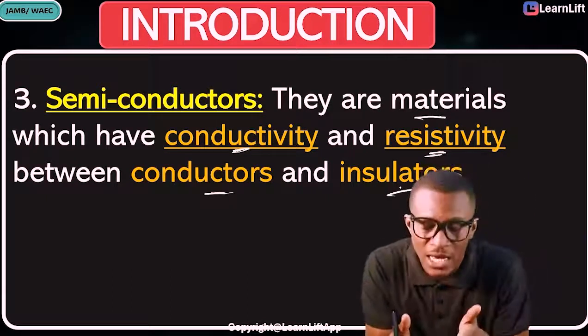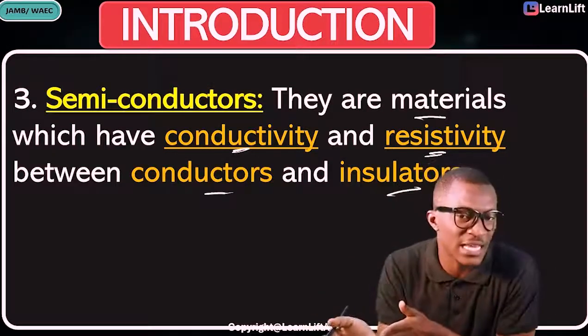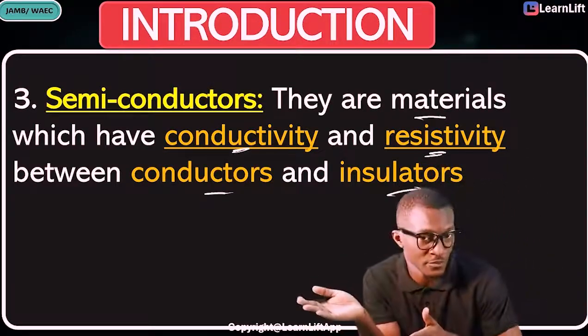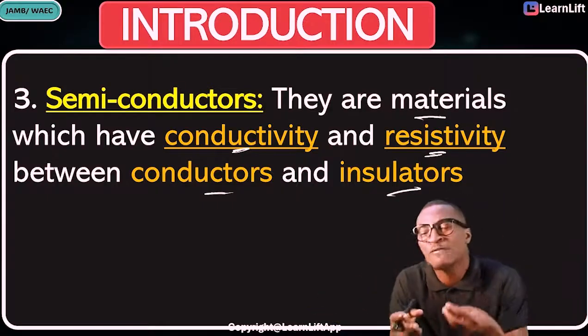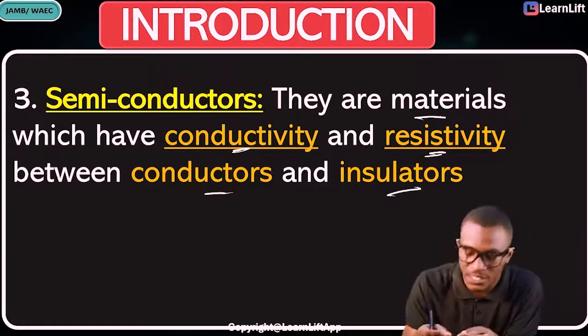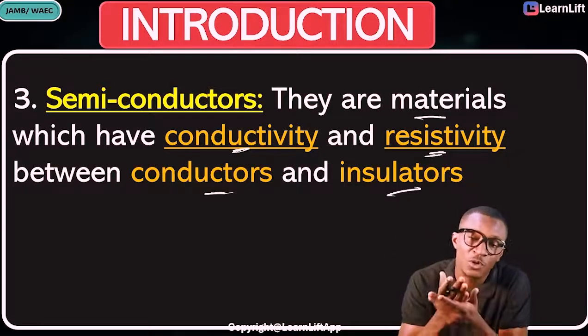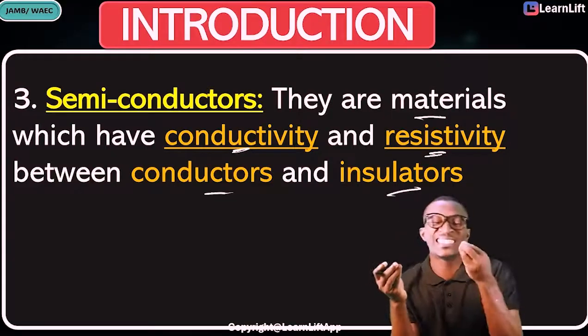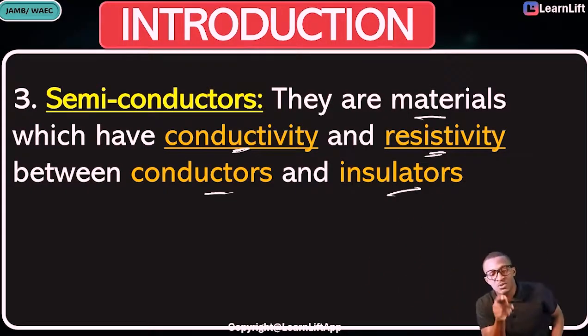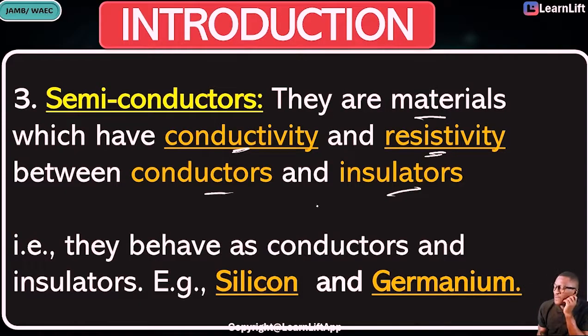Look at the word semi: they are half conductors, half insulators. Are you seeing that? So materials that have conductivity and resistivity between conductors and insulators are said to be called your semiconductors. Now take note that they behave as conductors as well as insulators. In normal states, they don't conduct electricity, so they behave as insulators. But when their temperature is increased or you add impurities to them, they start to act as conductors.